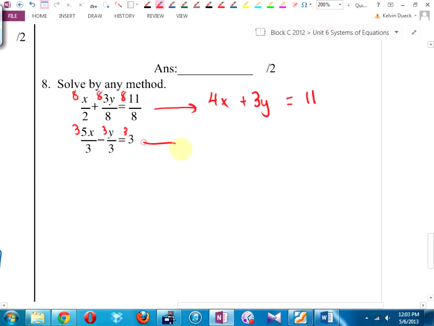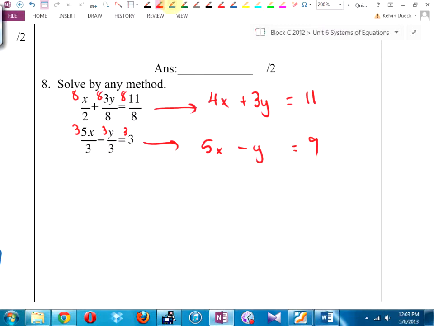When I do that, I'll get 5x minus y equals 9. Is that okay so far? Do you want to use substitution or do you want to use elimination? You know what? Because you guys are better at substitution, I'll do elimination since you need to know that anyhow.